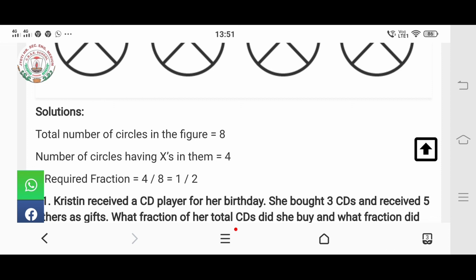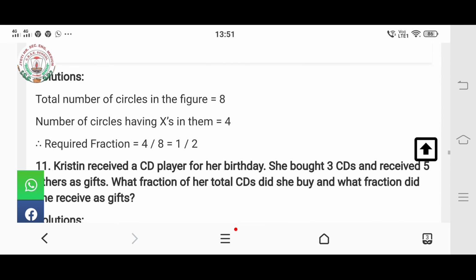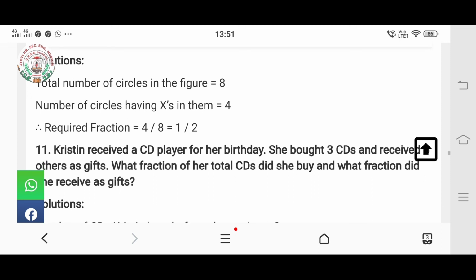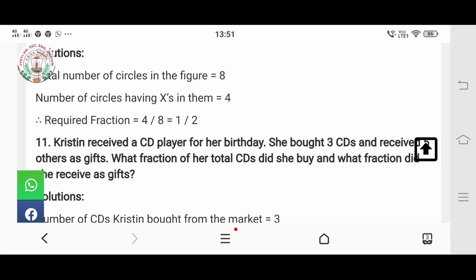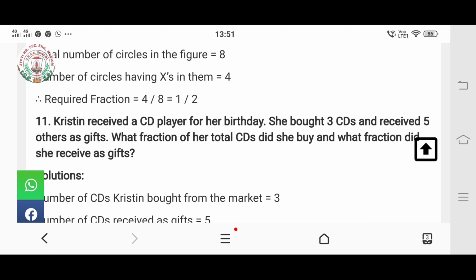Next question. Kristen received a CD player for her birthday. She bought 3 CDs and received 5 others as gifts. What fraction of her total CDs did she buy and what fraction did she receive as gifts? So 3 CDs she has purchased, and she received another 5 as gifts. So now how many total CDs does she have? Total 3 plus 5, 8 CDs she has.